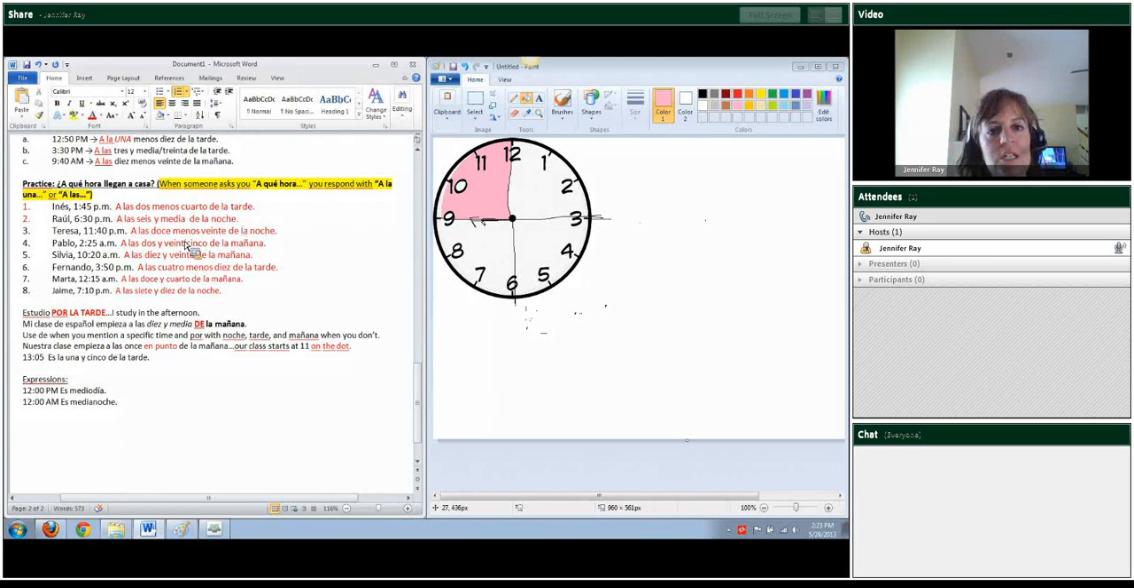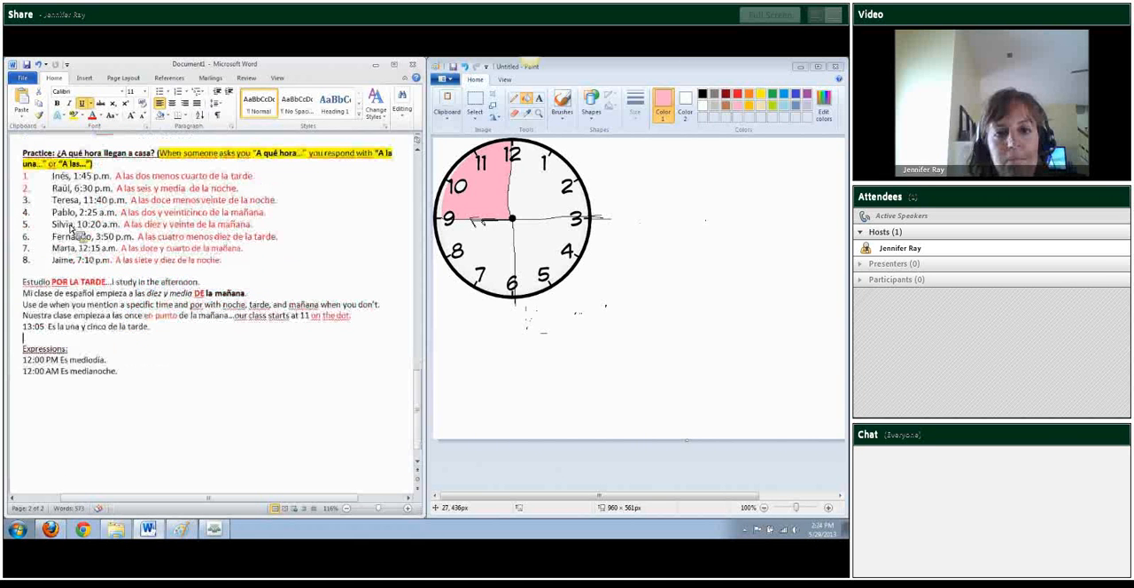So if you wanted to just say, I study in the afternoons, you replace your de with por. So if you don't have a specific time, then you use por with those expressions instead of de. You only use de if you're going to mention a specific time, like 10:30. So if I want to say I study in the afternoon, I say estudio por la tarde. But if I want to say my Spanish class starts at 10:30, then I have to use de la mañana. Okay, and that's pretty much it. So hopefully that all made sense.